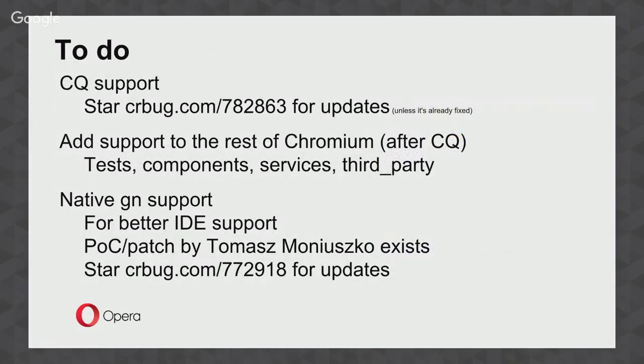So our to-do list right now is CQ support, expand Chromium Jumbo to much more of the tree, which will be easy to do once we have CQ support. And we're looking at doing native GN support.